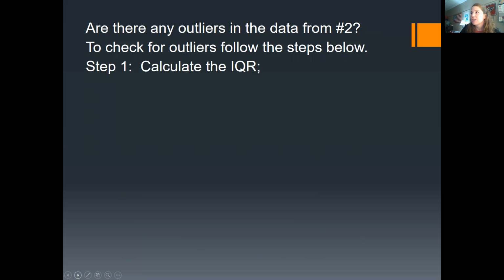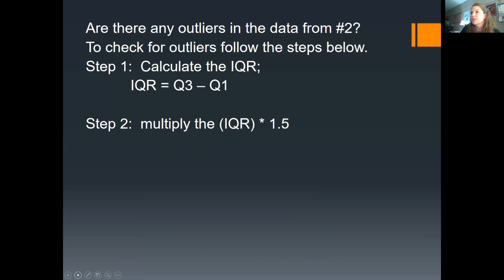The first thing we're going to do is calculate the interquartile range, which we did. So we know the upper quartile Q3 is 3 and Q1 is 1. So we know our interquartile range is 2. So we're going to multiply 2 times 1.5. It's always 1.5, all right? So 2 times 1.5 is 3.